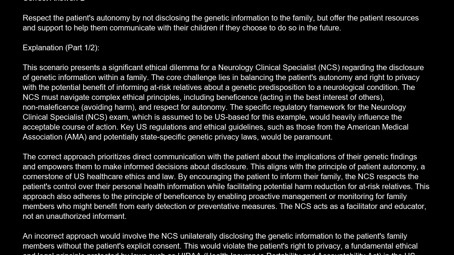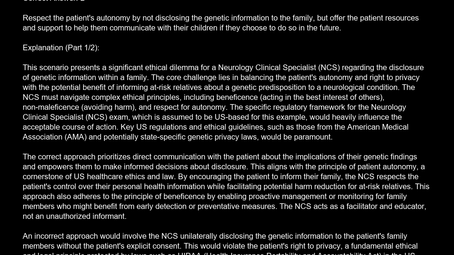This approach also adheres to the principle of beneficence by enabling proactive management or monitoring for family members who might benefit from early detection or preventative measures. The NCS acts as a facilitator and educator, not an unauthorized informant.